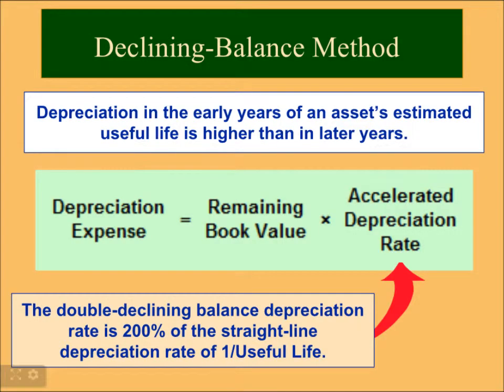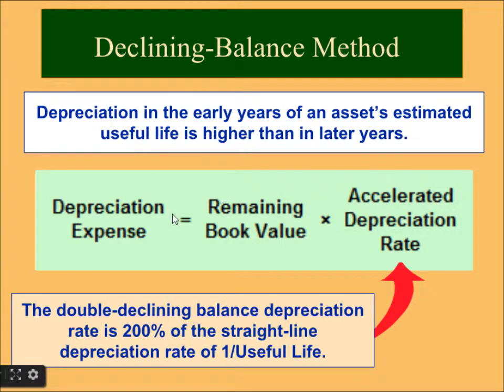Double declining balance method. Depreciation in the early years of an asset's estimated useful life is higher than in later years. This is because when we buy new equipment, it functions well when it's new, but as it ages, the real value of the asset declines.